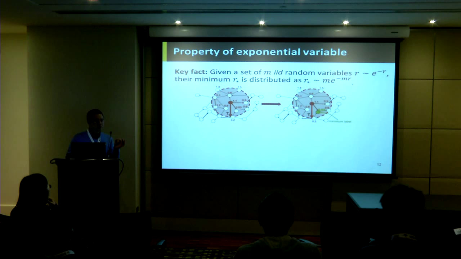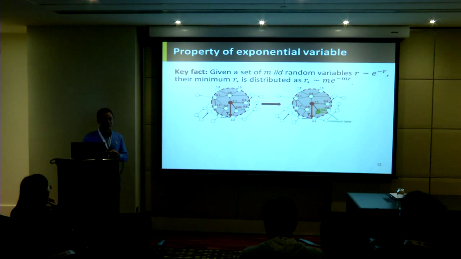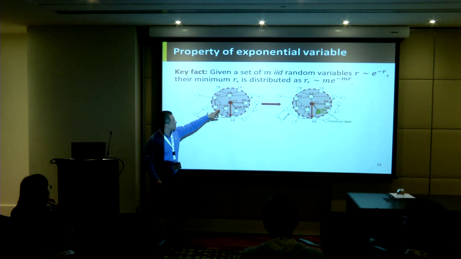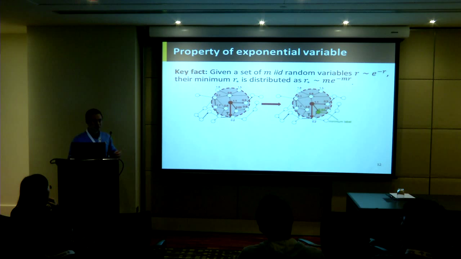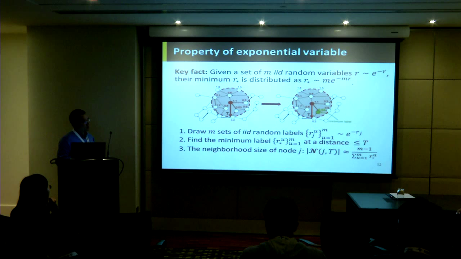So essentially, the algorithm I showed you in the last slide is applying this idea for estimating the neighborhood of a particular node, right? You have a node here, and you try to estimate the number of nodes you can reach within distance t. You generate lots of random labels for these nodes, and every time you find a minimum label, that gives you one of these r star. If you do this several times, you get several r star, and then you apply the maximum likelihood estimation formula, and you get an estimate of the neighborhood. And this algorithm can be done in linear time in the number of nodes and edges. That's the trick, okay?